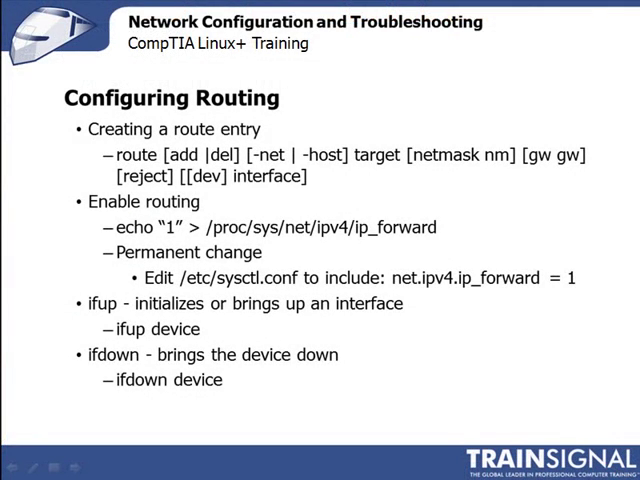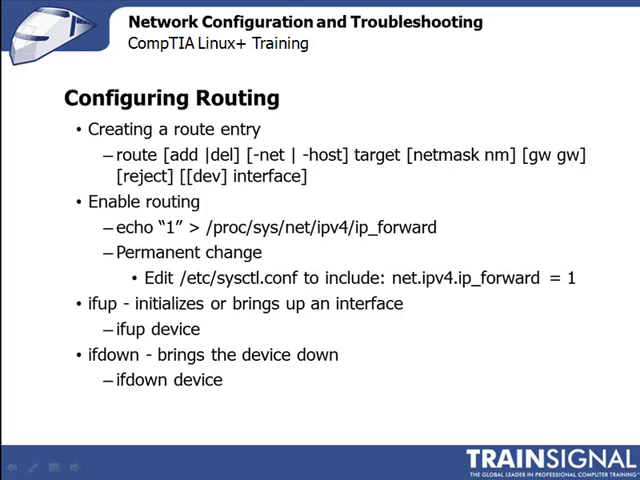Now that you know how to configure routing, if you want Linux itself to act as a router, you have to enable it. To do so, you use the command at the command line: echo space the number 1 in quotes, then the greater than redirector, followed by /proc/sys/net/ipv4/ip_forward. And again, you can enter this command at the command line to enable routing. But if you want to make the change permanent, you need to, of course, edit a configuration file.